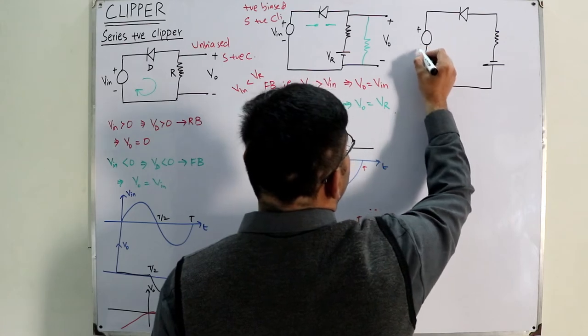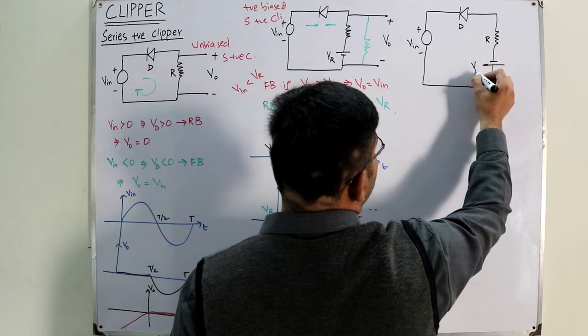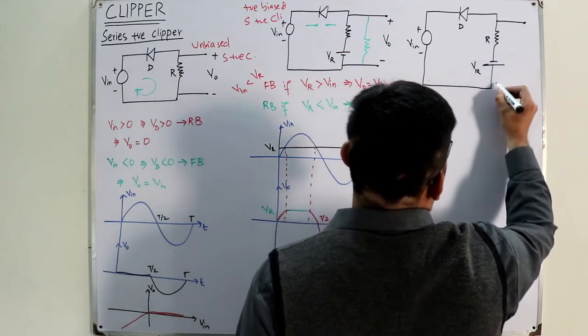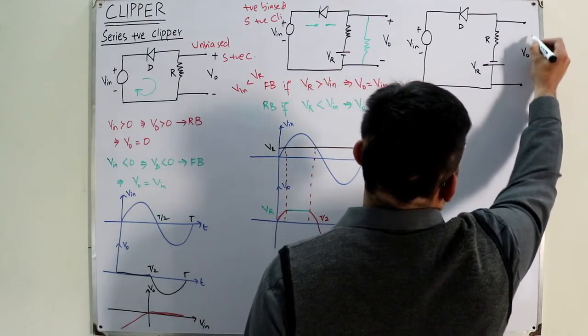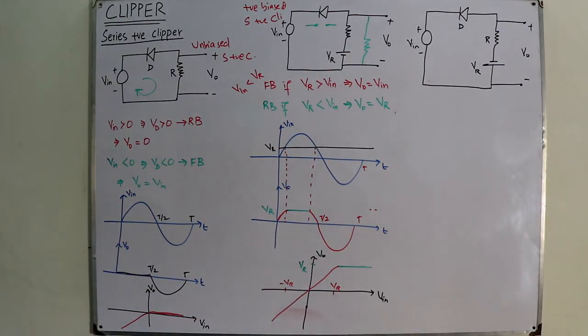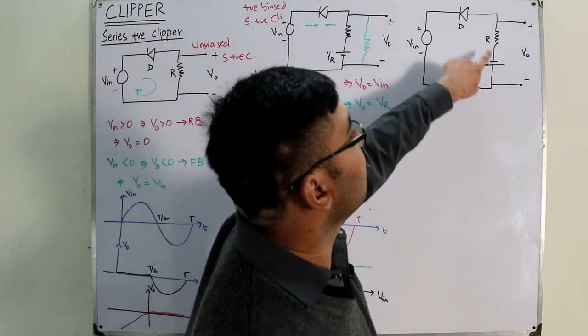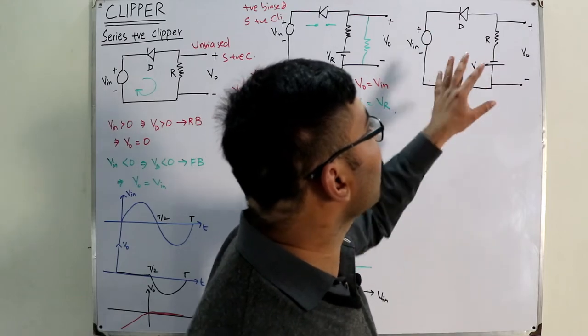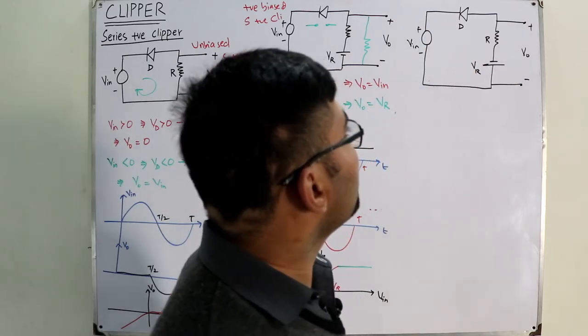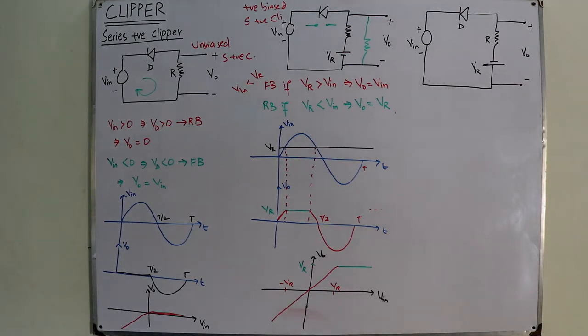So if this is, let's say, my plus minus V input, this is the ideal diode, this is the resistor, this is the reference voltage. The output is across these terminals, V output plus minus. When would the diode be forward biased? Have a look. This plus is connected to the N side. This minus is connected to the P side. Both are making it reverse biased for the positive cycle, I believe.